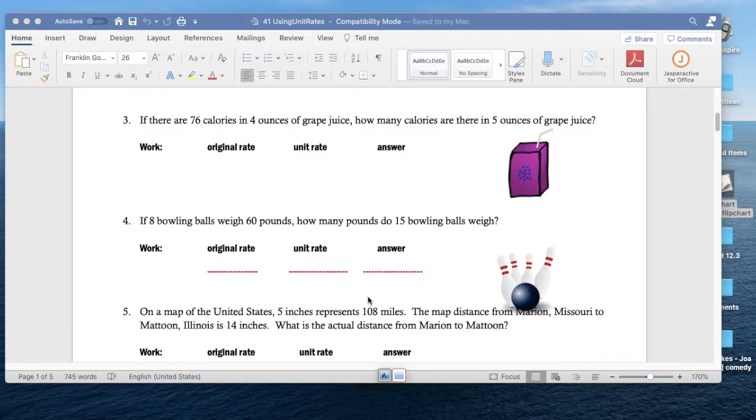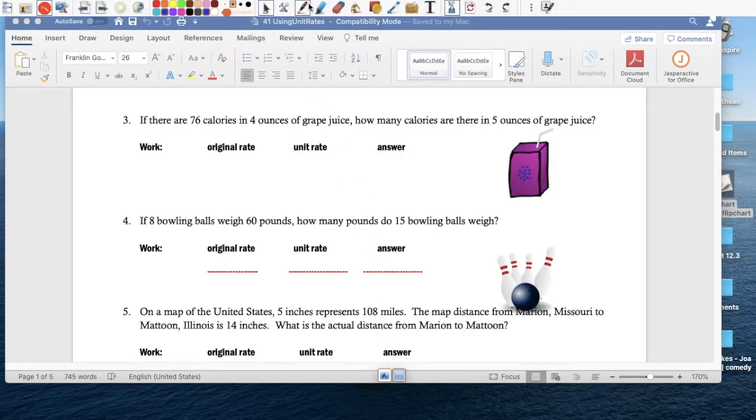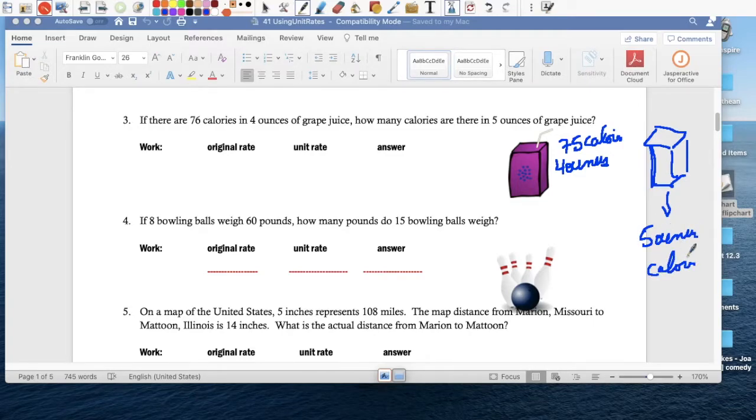There are 76 calories in 4 ounces of grape juice. How many calories are in 5 ounces? So here there are 4 ounces. Imagine there are 4 ounces here, and it has 76 calories. So if I give you a slightly bigger little box that has 5 ounces, how many calories? A little bit bigger box.